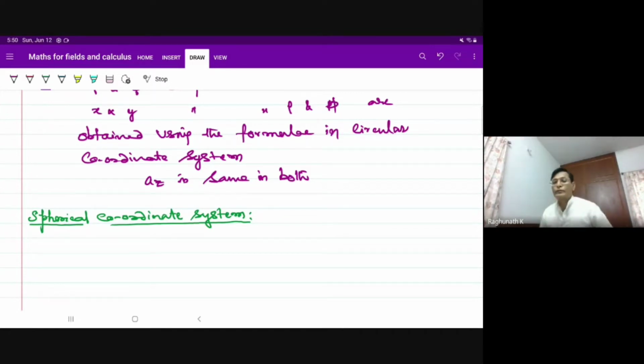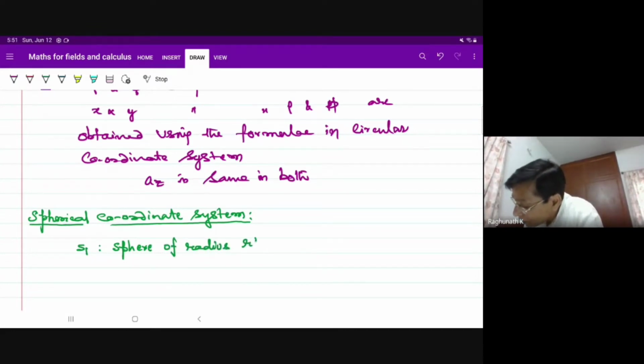Then here also, every point is specified as the point of intersection of three surfaces. Right? Surface 1. That gives the coordinate 1. Sphere of radius r, having the center at origin.